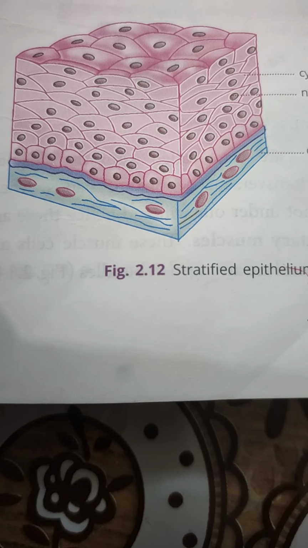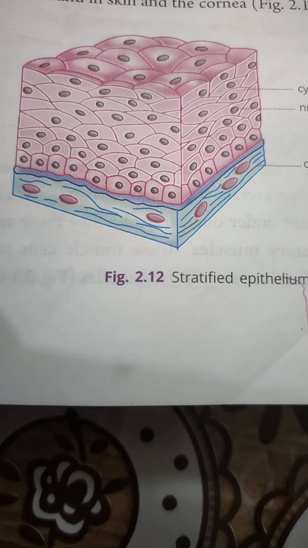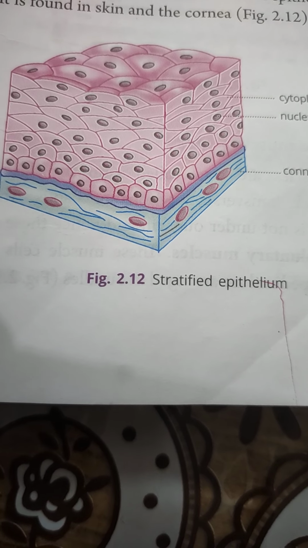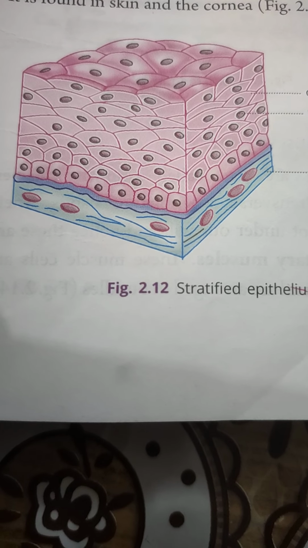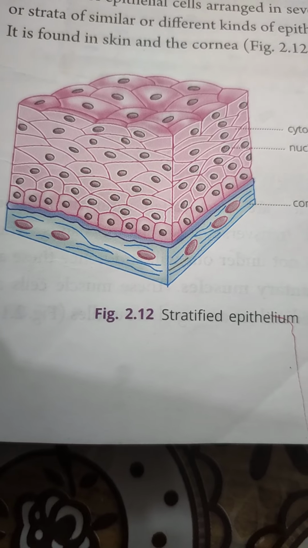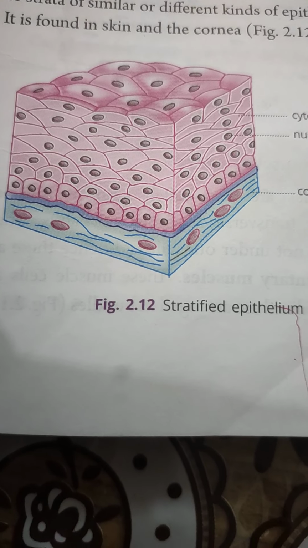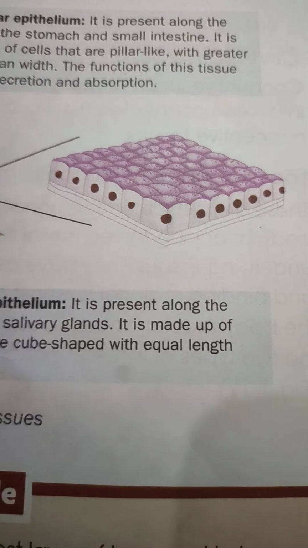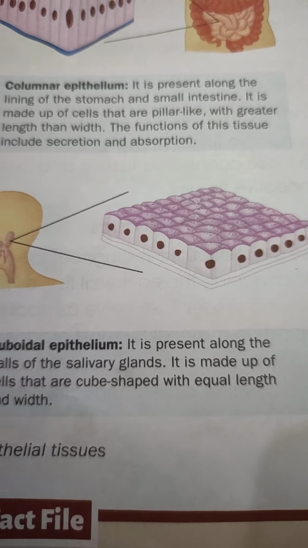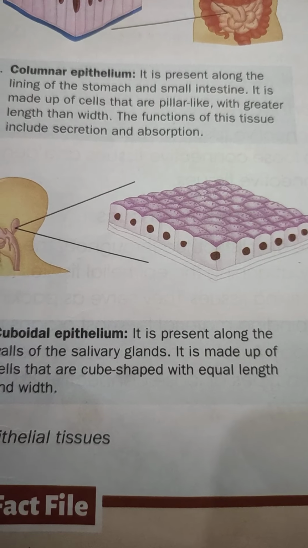In the beginning of this topic I told you, if these cells are present in multi-layer, then they are known as stratified epithelium. So here you can see that many layers are there, they are multi-layer, so it is a stratified epithelium. And simple epithelium I have shown you, if they are in one layer, like unicellular layer, so simple epithelium. And this stratified epithelium is found in skin and the cornea.